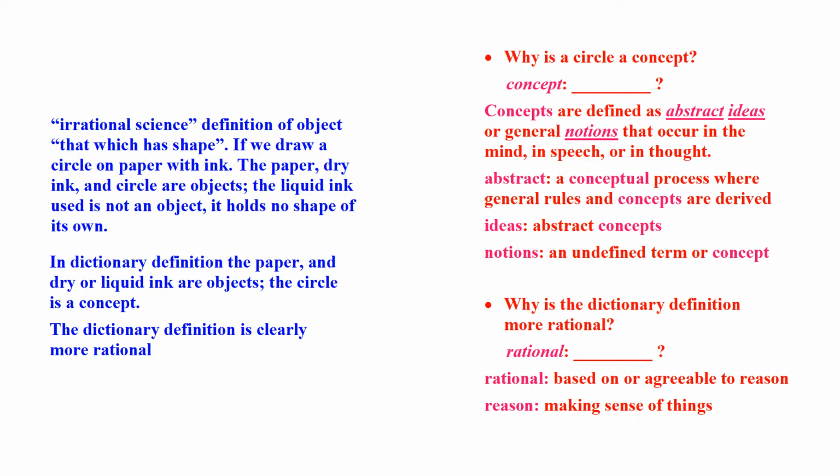So why is a circle a concept? And then the other one is, why is the dictionary definition more rational? What do you mean by rational? You look up rational, it says based on or agreeable to reason. What is reason? Making sense of things. In other words, they're all synonyms. We don't know what making sense of things is. The guy who believes in God, is he sensible? Is the guy who believes in space-time sensible? Has he made sense of things?